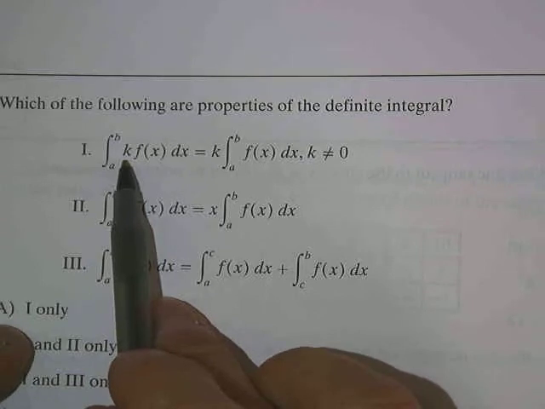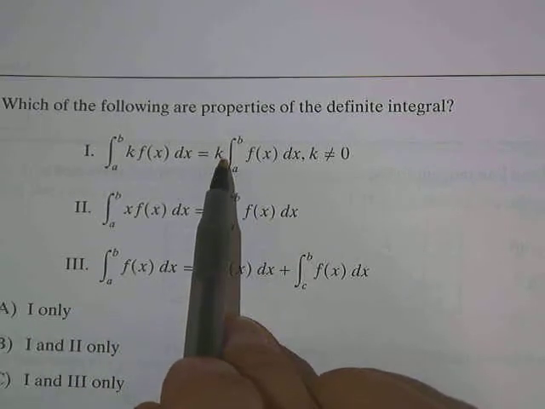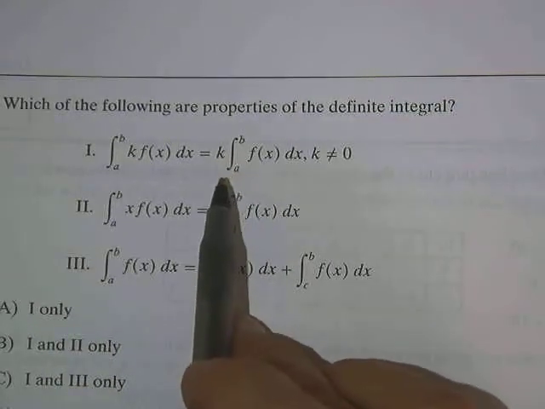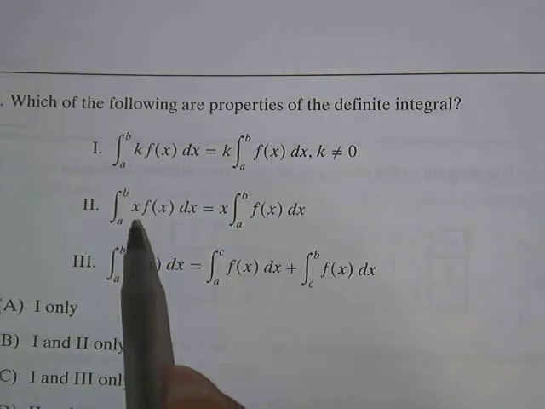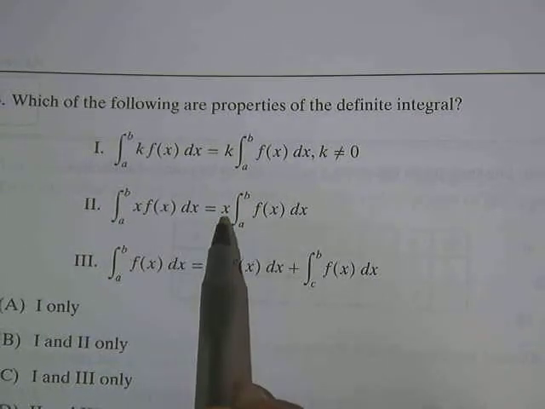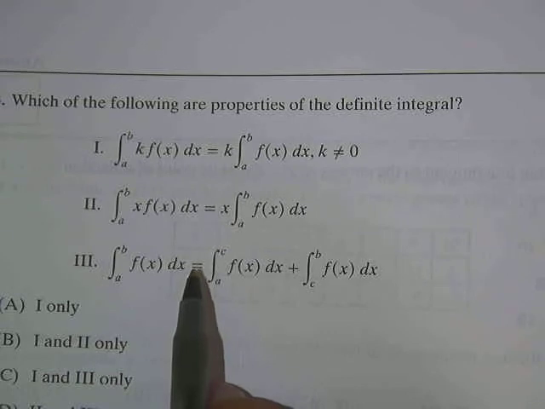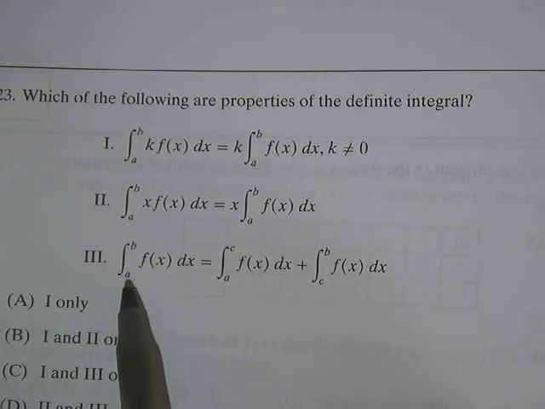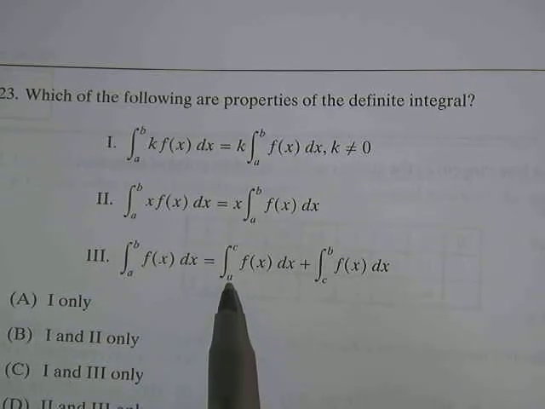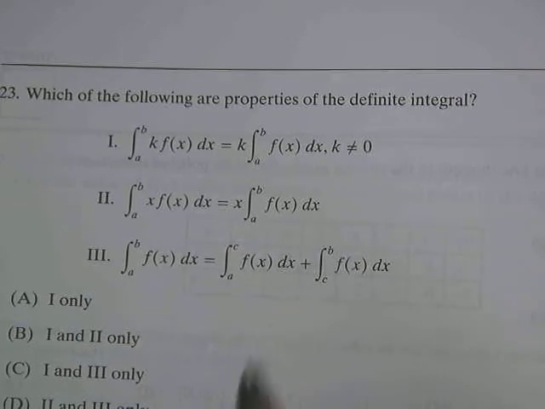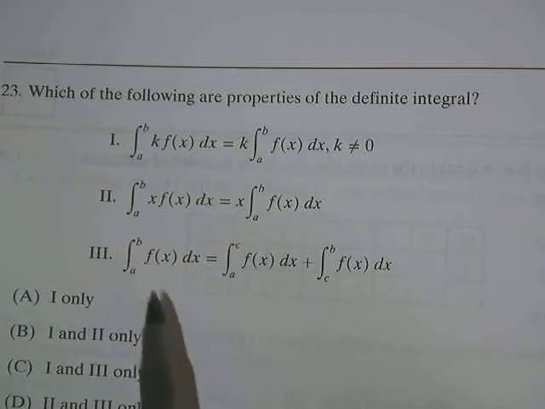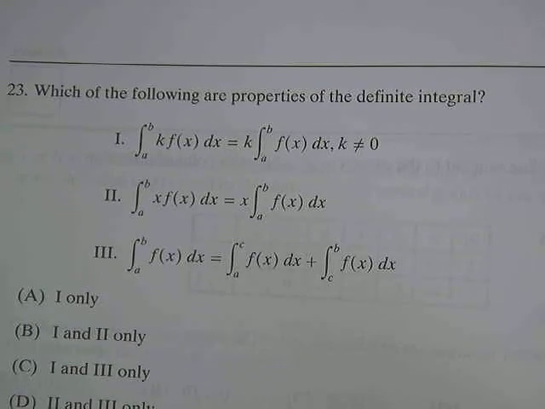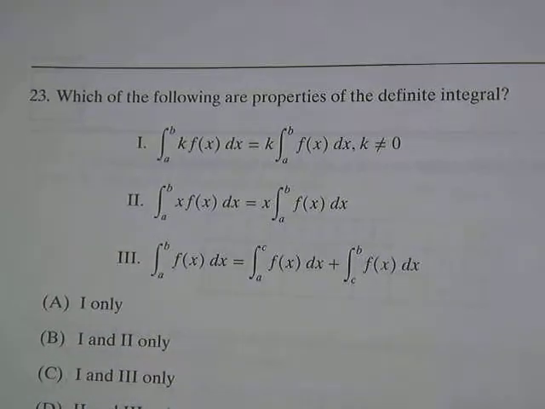23. Alrighty, 23. We have which of the following are properties of a definite integral? So really nothing to write down here. If we look at our properties, let's see what they did here. Number one, they had a constant multiple, and they took it out in front. Is that okay? Yeah. Sure. This one, they had an x out here, and then they took it out front. Is that okay? No. X is not a constant multiple. You can't take an x and pull it out in front.